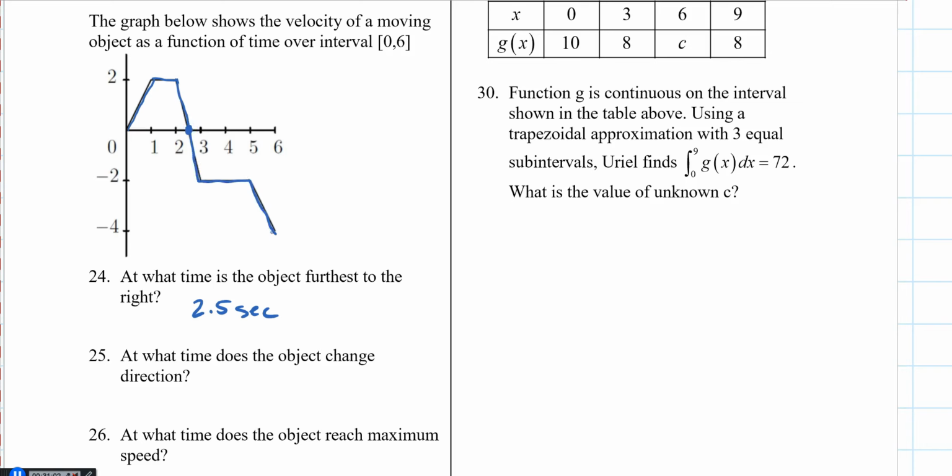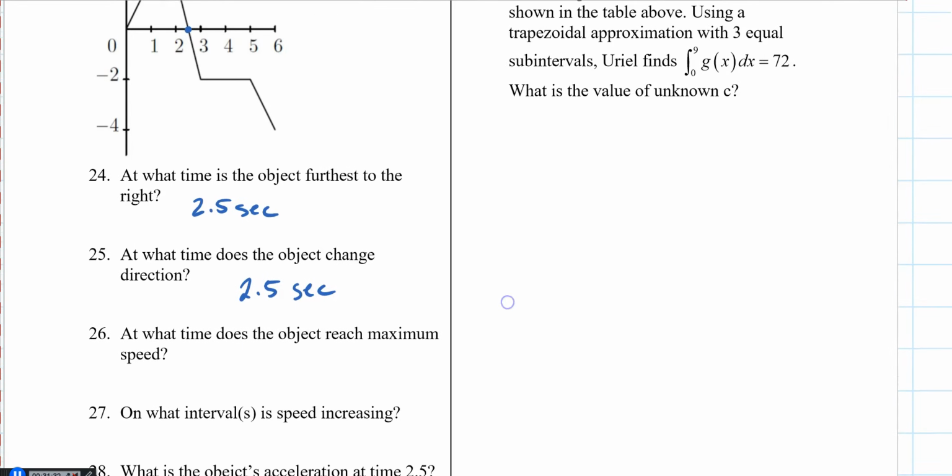Well, we know that velocity is a speed and a direction. So if we have positive velocity, it means we're moving one way, and if we have a negative velocity, it means we're now moving the other way. So if we change directions, that's the furthest out that we ever got, which happens to be at 2.5 seconds. Number 25, at what time does the object change direction? Well, that's the same question, 2.5 seconds.